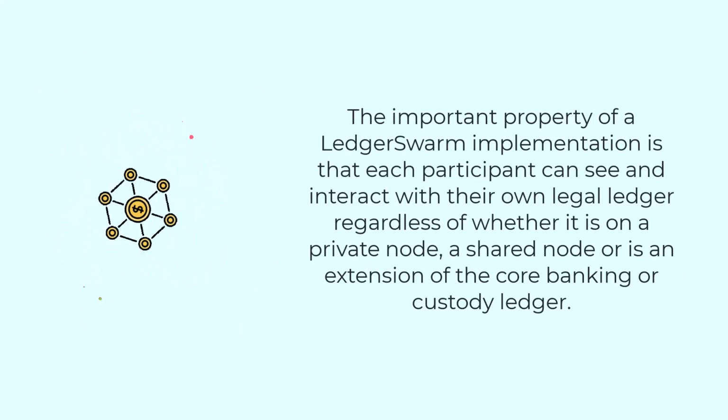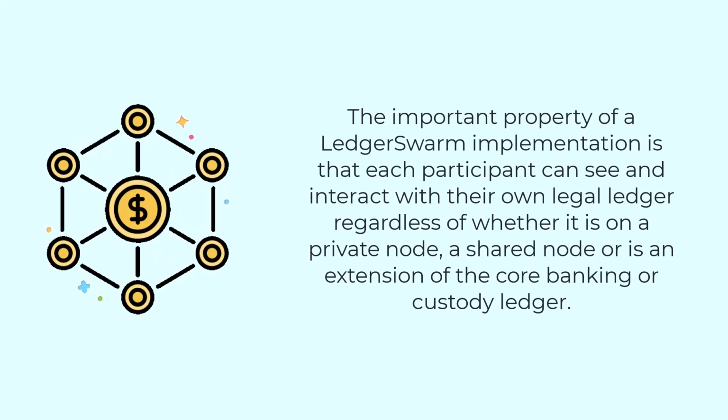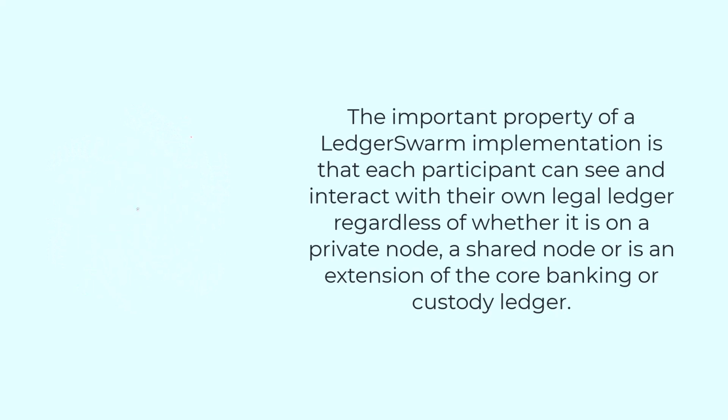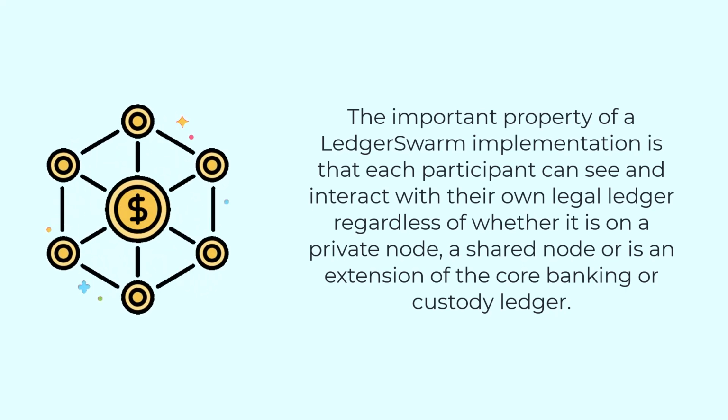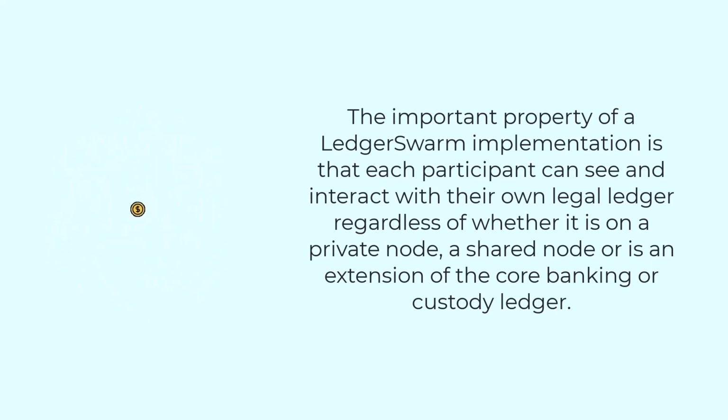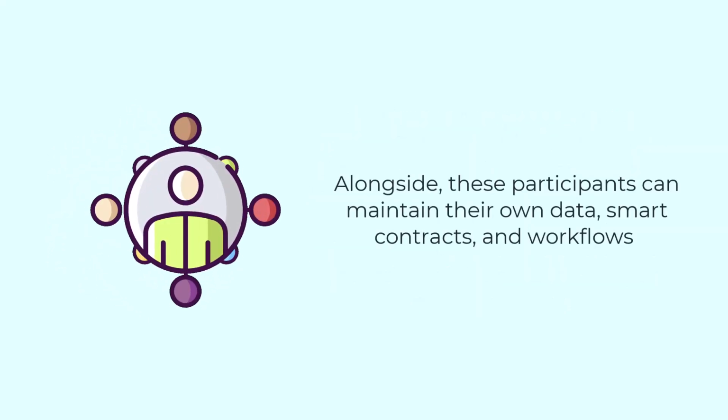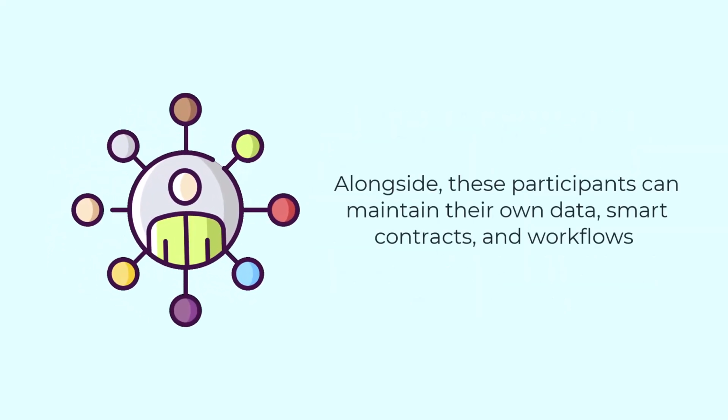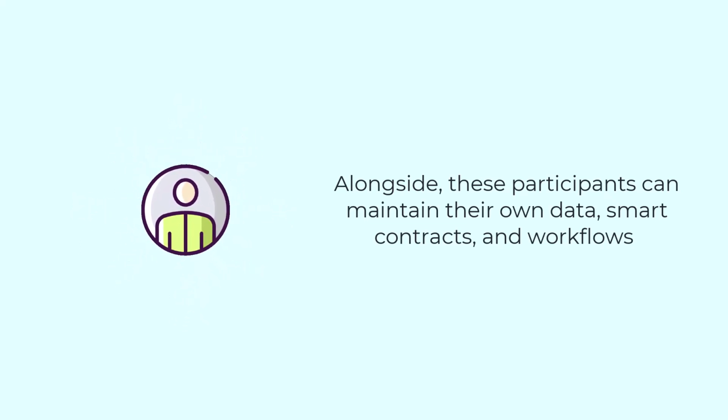The important property of a Ledger Swarm implementation is that each participant can see and interact with their own legal ledger regardless of whether it is on a private node, a shared node, or is an extension of the core banking or custody ledger. Alongside this, these participants can maintain their own data, smart contracts and flows.